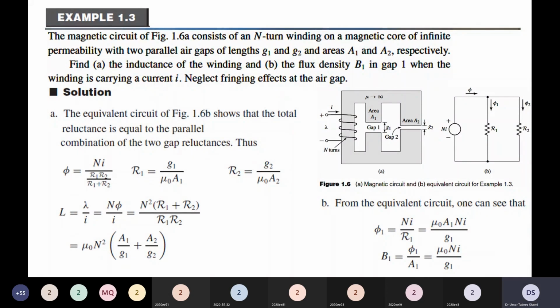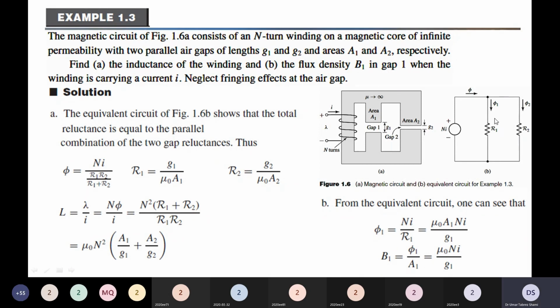Then we will consider the reluctances of gap 1 and gap 2. Here we have reluctance 1 and reluctance 2, which represent the reluctance of air gap 1 and air gap 2. Both of the air gaps are unequal, G1 and G2. Therefore, we have two reluctances, reluctance 1 and reluctance 2. Now they are in parallel, reluctance 1 in parallel with reluctance 2, looking at the geometry of the magnetic circuit.